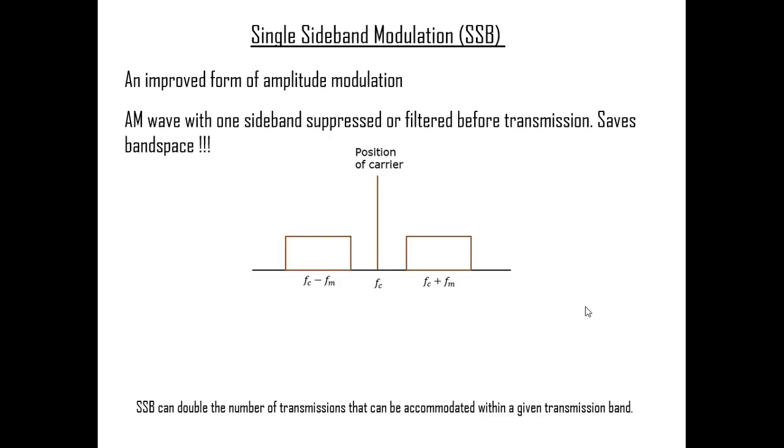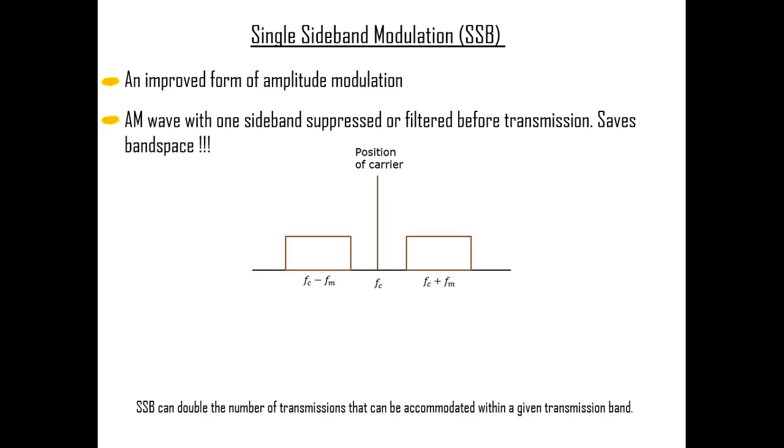Amplitude modulation was the earliest modulation method devised for transmitting audio in radio broadcasting and came into being around the year 1906. Since then, the technology has improved significantly. There is an advanced version of amplitude modulation that you might be interested in. Some transmission systems adopt a modified form of amplitude modulation called the single sideband modulation. This is essentially an AM wave with one sideband suppressed or filtered before transmission.